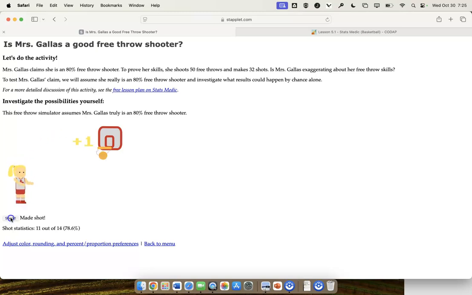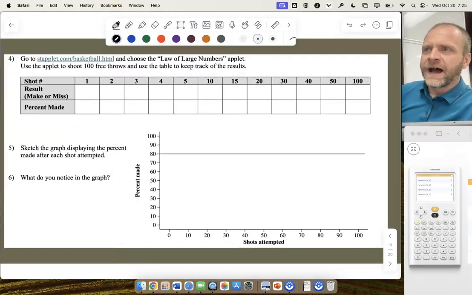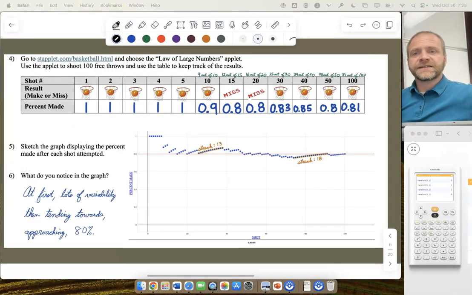So she keeps shooting, and we keep recording the results on our table. I'm hitting it each time just to go through. Wow, 2 bricks in a row. You can do better than that, Mrs. Gallus. And we're looking at this right here, 20 shots, and she only made 14. So wait a minute. She told me she was an 80% free throw shooter. Man, 20 shots, she's not even at 80% yet. Should I be doubting that she's that good of a free throw shooter? And we keep doing this until we get to 50. And I already have that data on my slide.